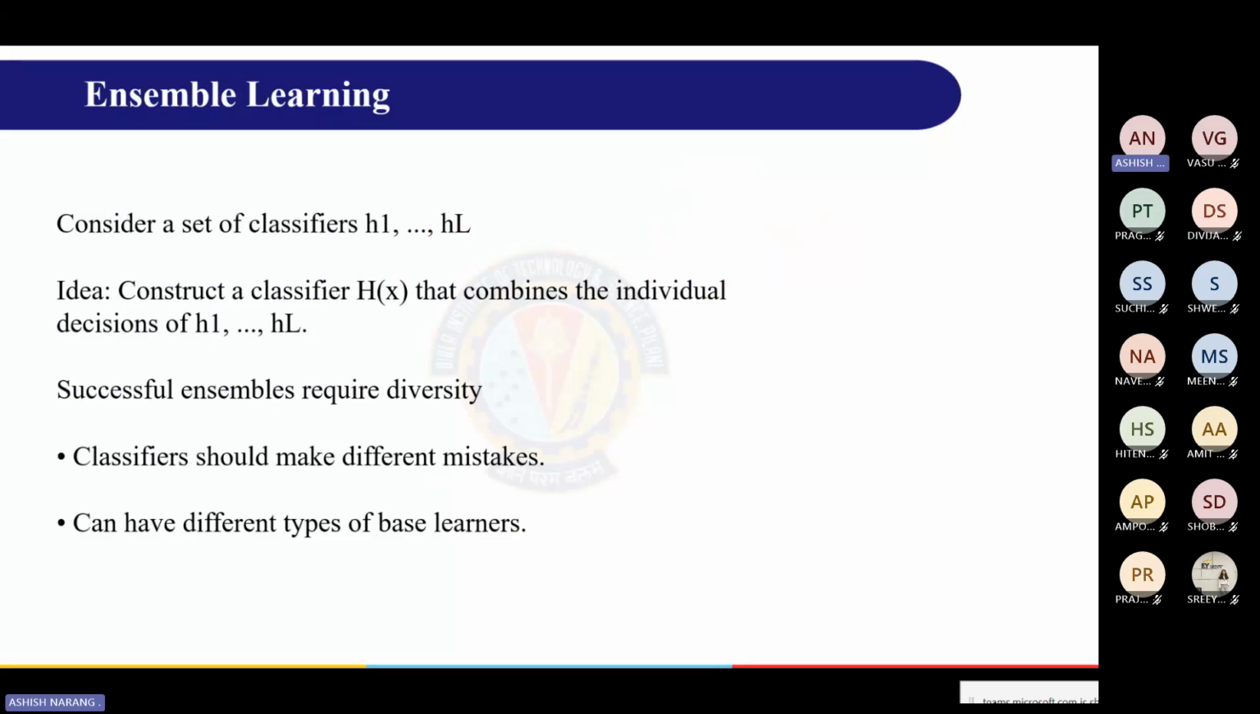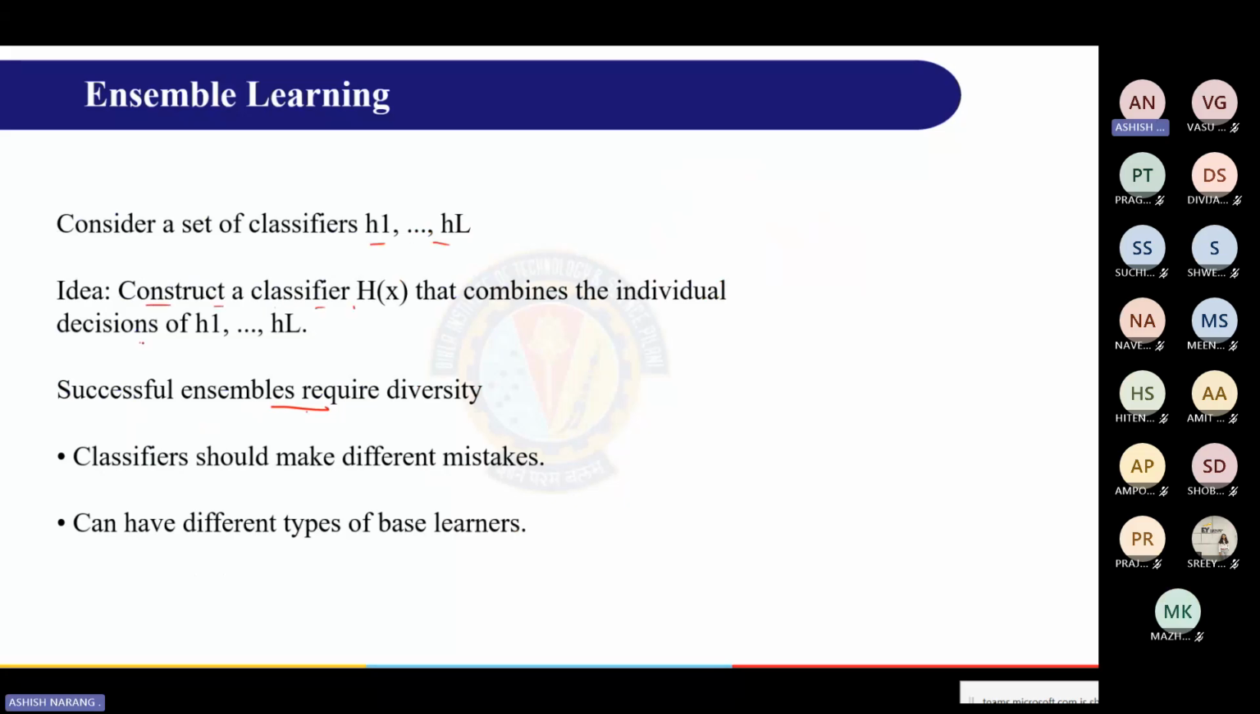So look at this. Successful ensembles require diversity. The idea we know, right? There are multiple classifiers, and our idea is to construct a classifier that combines the individual results. But when will this produce good results? When these ensembles have diversity. If they do not have diversity, then of course we cannot say that this ensemble method, where we are trying to combine multiple classifiers, is going to work. Diversity means everyone is making different kinds of mistakes.